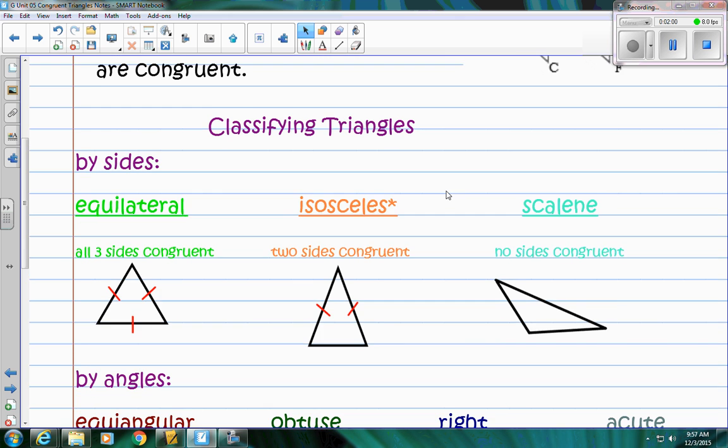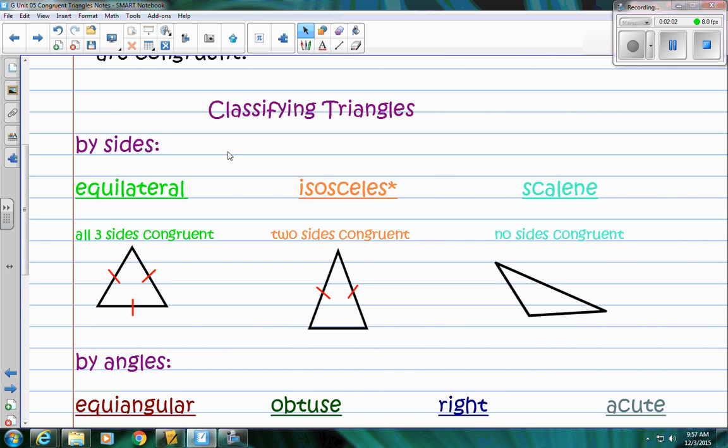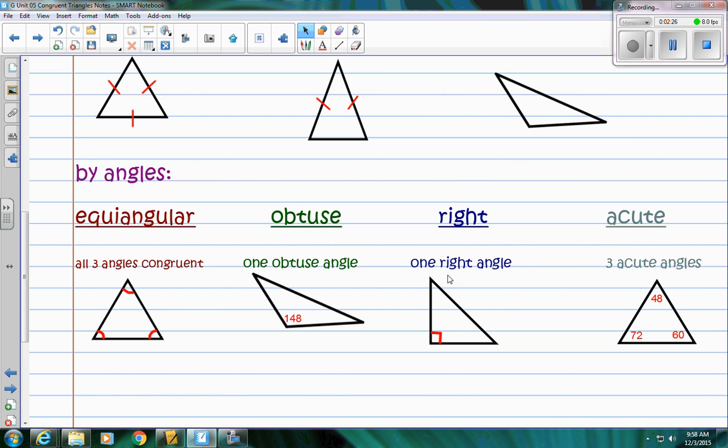So we can group or classify triangles by their sides. The three ways are we could have an equilateral, an isosceles, or a scalene triangle. In an equilateral triangle, we have the word equal, which means all three sides are equal or congruent. In isosceles, we have two of the three sides congruent, and in a scalene triangle, none of the three sides are congruent. We could also classify triangles by their angles.